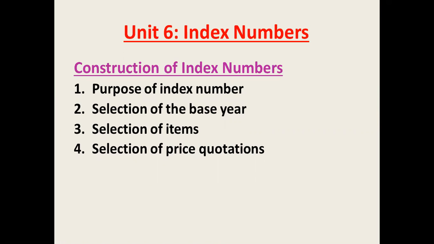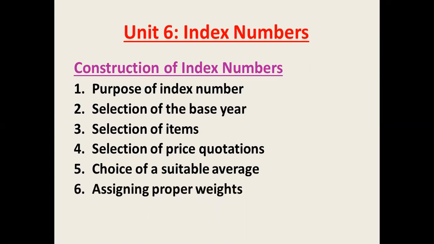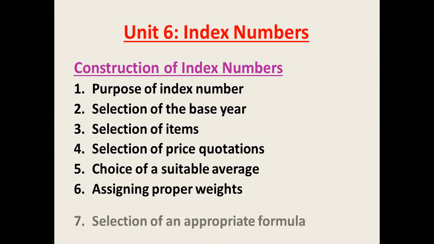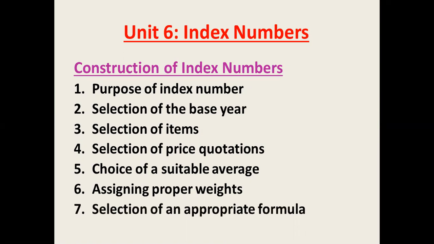Basically, an index number is a statistical device to measure the changes in the value of money. It is a number which represents the average price of a group of commodities at a particular time in relation to the average price of the same group of commodities at another time.